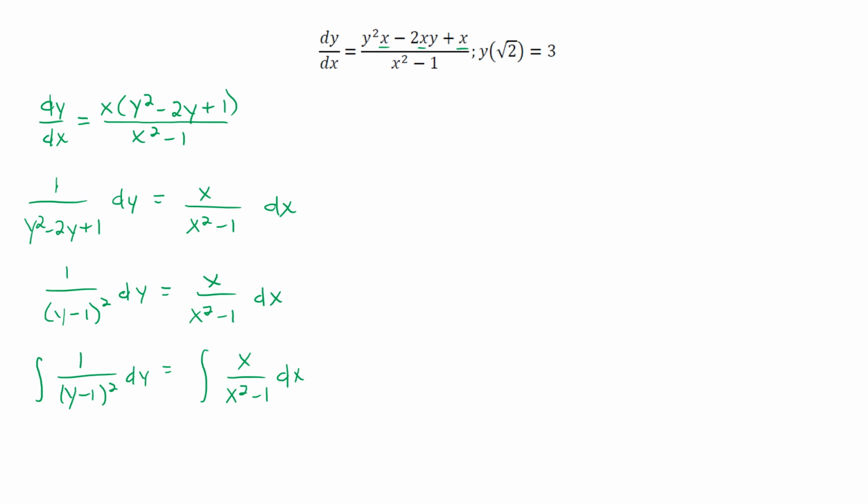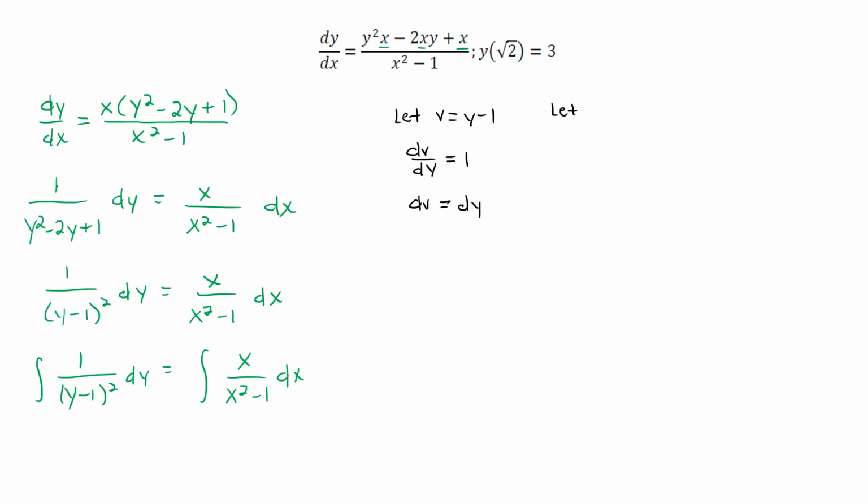Okay, and we're going to need to use u and v substitution to help us. So we're going to let v equal y minus 1. So dv over dy equals 1. So then dv equals dy.